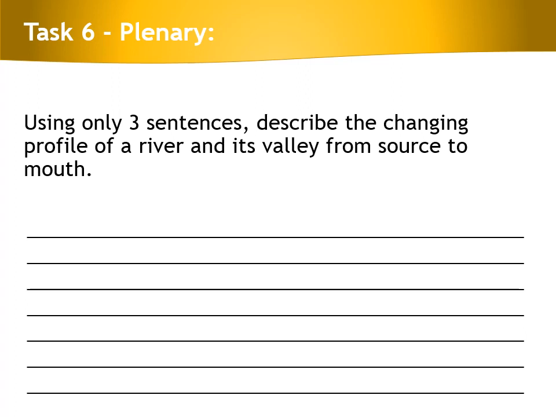So you could say 1 sentence would be on upper, 1 sentence would be on middle and 1 sentence would be on lower. You can even use your notes from the last task from the video, because you saw what you'd see changing as you went down the river on that anyway. So just 3 sentences to summarise what you'd see in the river changing from source to mouth. Okay, and then you are completely done.